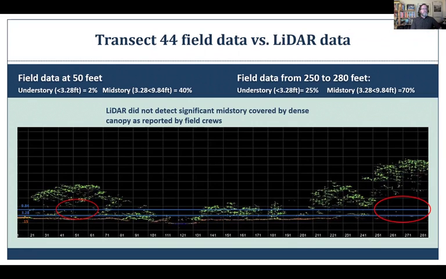Here's just that example I mentioned of the mid-story canopy. Look at the ovals. You can see the LiDAR is not showing much mid-story canopy, whereas on the left at the 50-foot station, field data suggested there was a 40% mid-story canopy, and then towards the left, between 250 and 280 feet, mid-story canopy estimated in the field was 70%. And as you can see from the LiDAR data, we're picking up almost no mid-story canopy. This suggests that the light penetration was being affected by the taller canopy and the density of that canopy.